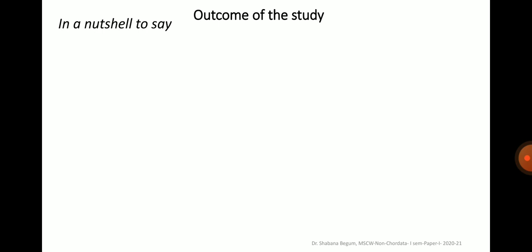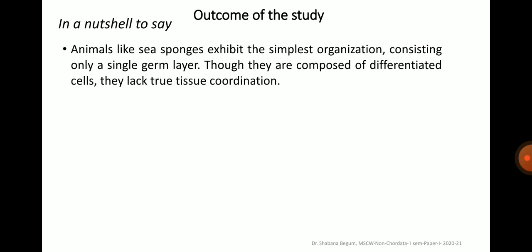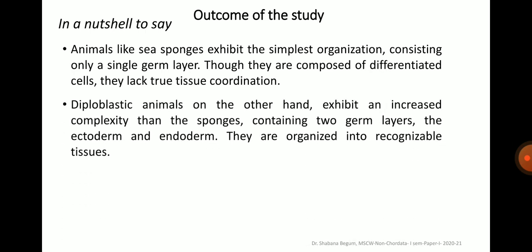So, at the end of my lecture, the outcome of the study is here. Animals like sea sponges exhibit the simplest organization, consisting of only a single germ layer. Though they are composed of differentiated cells, they lack true tissue coordination. Diploblastic animals, on the other hand, exhibit more complexity than sponges, containing two germ layers, the ectoderm and endoderm. They are organized into recognizable tissues.